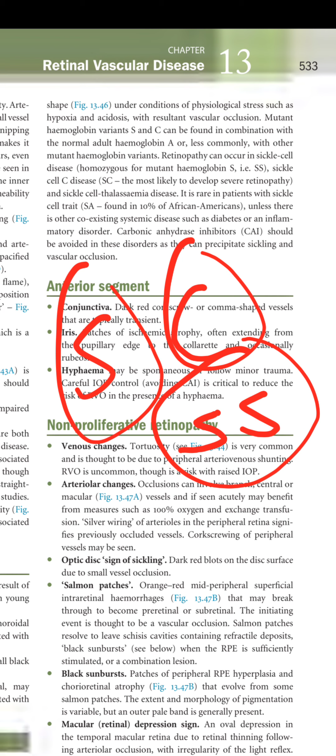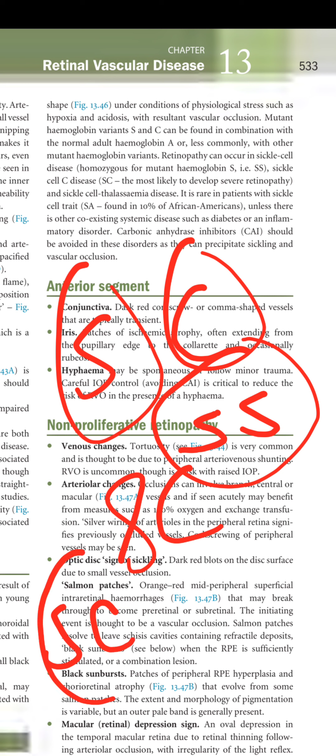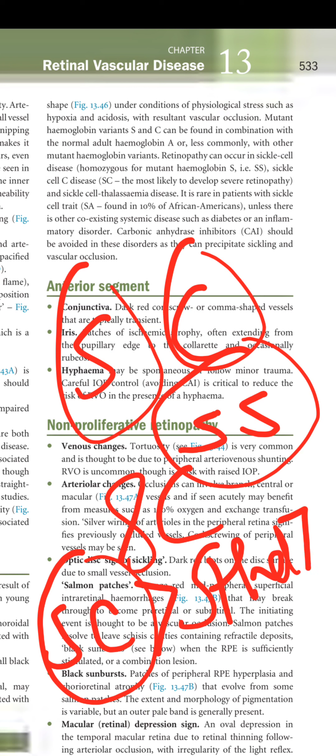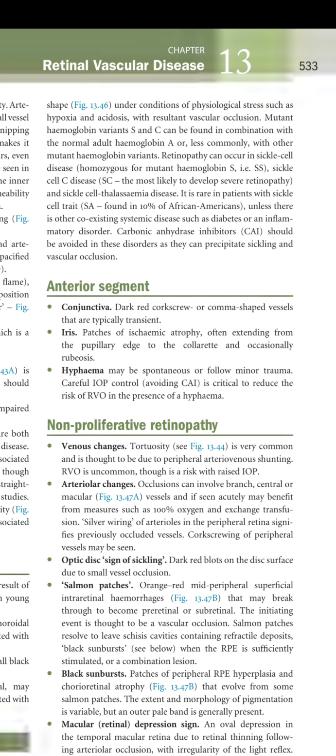So, sickle cell disease. There is SC, which is most likely to develop severe retinopathy. So the most severe retinopathy is first in SC, then sickle cell thalassemia, and then sickle cell disease. But the most severe form of the disease is basically SS.